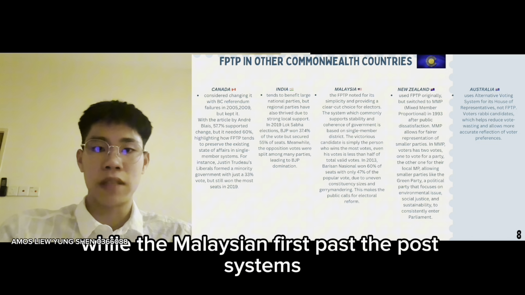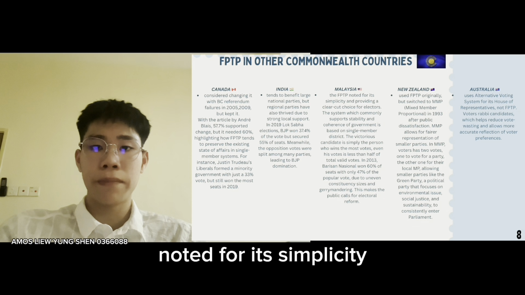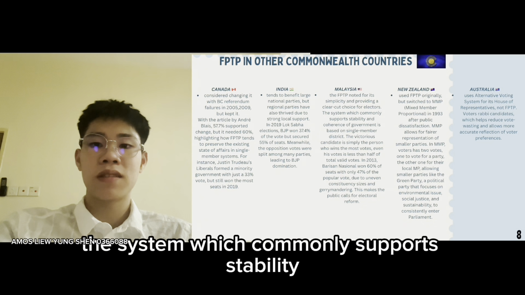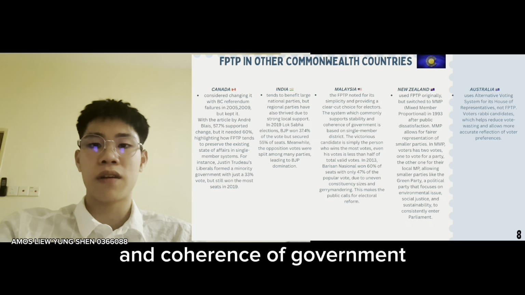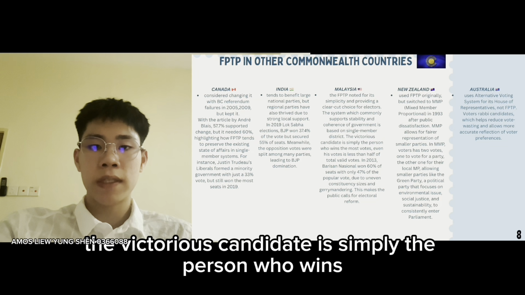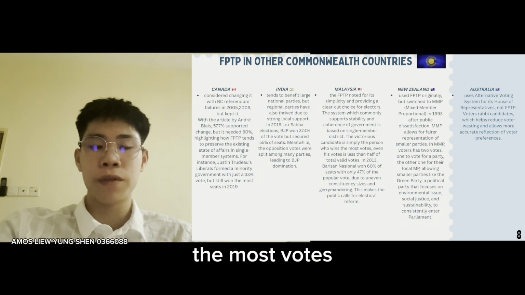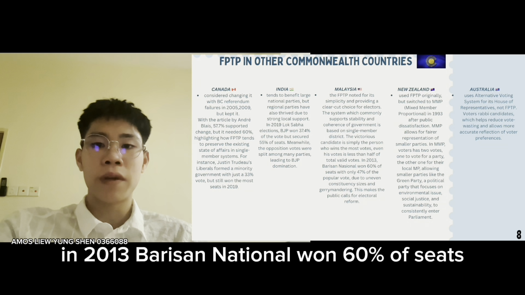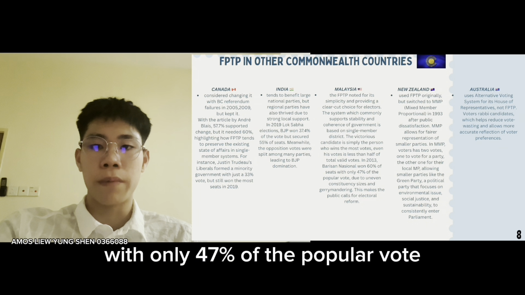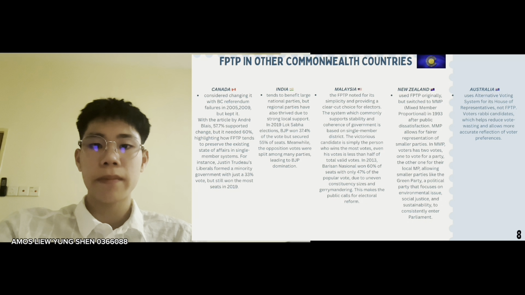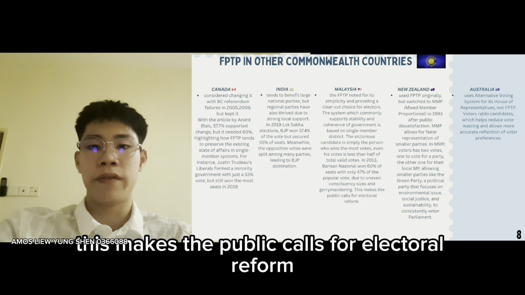The Malaysian first past the post system is noted for its simplicity and for providing a clear-cut choice for electors. The system, which commonly supports stability and coherence of government, is based on single-member districts. The victorious candidate is simply the person who wins the most votes, even if that is less than half of total valid votes. In 2013, Barisan Nasional won 60% of seats with only 47% of the popular vote, due to uneven constituency sizes and gerrymandering. This makes the case for electoral reform.